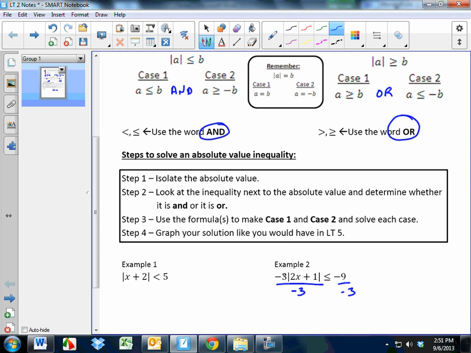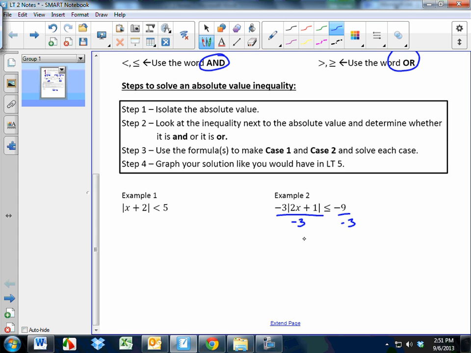But if you divide by a negative on both sides, I'm sure you remember that you're going to need to flip the less than and make it greater than or equal to. And then negative 9 divided by negative 3 becomes 3. So that would be step 1 for both of these two examples.